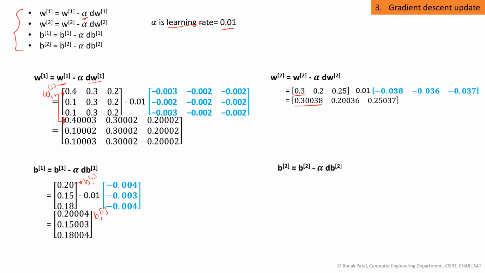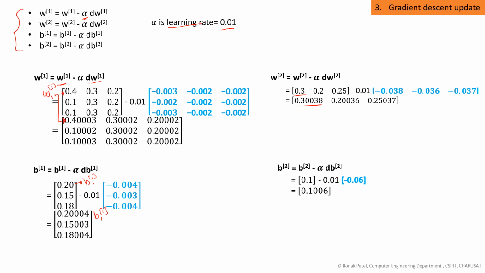The next is b2. So here b2 minus alpha into db2. So what will you get? You will get this value, 0.1006. So this is one pass. We took a training example using the initial weights and biases. We calculated y, and then we found the difference and checked the loss. Then we found the derivatives or gradients, and then we updated the weights.